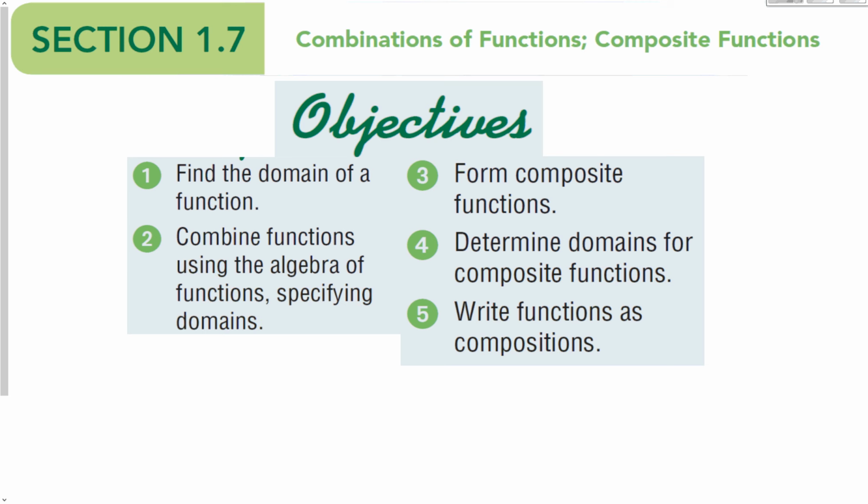Section 1.7, combinations of functions and composite functions. So our objective for this section is to find the domain of a function, and combine functions using the algebra of functions, specifying the domains, which means addition, subtraction, multiplication, and division of functions. Then in objective 3, we're going to form composite functions, which means functions inside of other functions. In objective 4, we're going to determine the domains for these composite functions. And finally, we're going to write functions as compositions and use function decomposition.